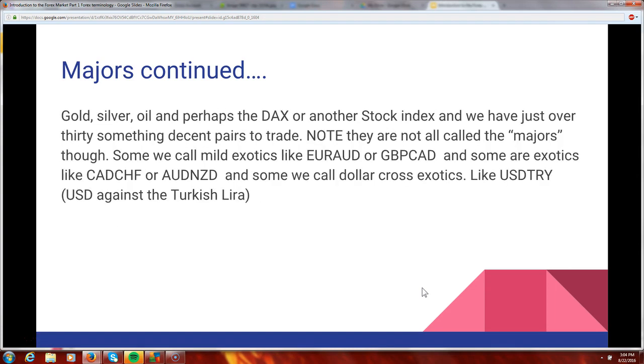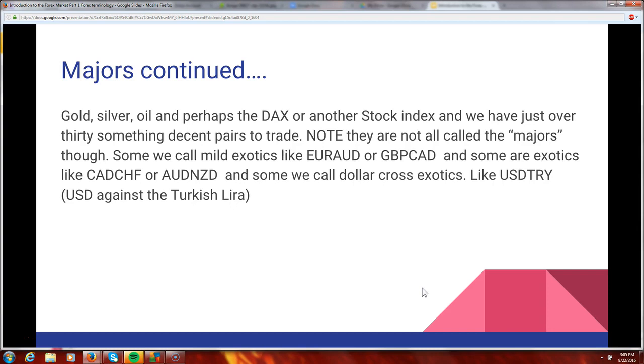Just those. So if we add in a little bit more, like gold and silver and some oil, you don't need to trade them both. You could just trade CL, which is light sweet crude, or you could trade Brent if you want to, but it's more expensive. You could trade the DAX, which is the German stock exchange, or pick another stock index, perhaps the Dow or the NASDAQ. The NASDAQ is a little bit cheaper to trade than the DAX.